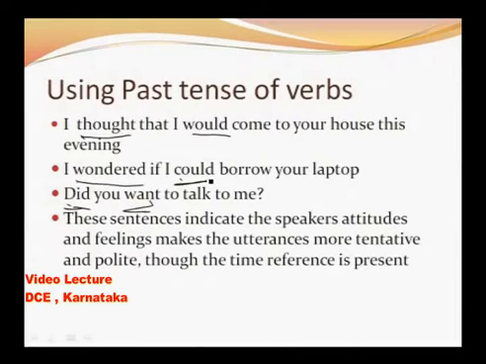The word thought, the word wondered indicate what? They indicate the attitude of the speaker. Now, let us compare it with the present time reference. Let us do it one by one. Did you want to talk to me? Now, what could be the present time reference? Instead of the word did, I use the word do. Do you want to talk to me?